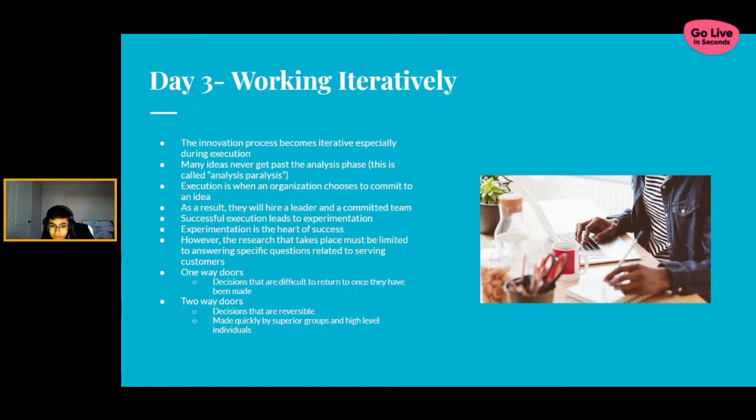When it comes to decisions, there are 2 types: one-way door decisions and two-way door decisions. One-way door decisions are difficult to return to once they have been made and must be made carefully and with great thought. However, two-way door decisions are decisions that are reversible. They're made quickly by superior groups and high-level individuals, as if it turns out to be a bad move, it can be undone and the decision can be remade.